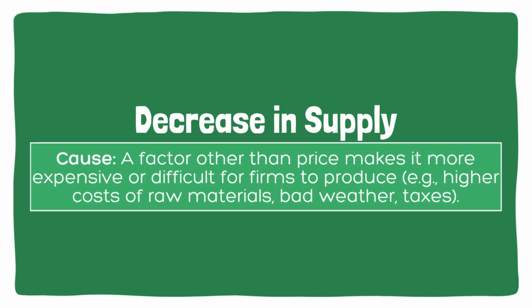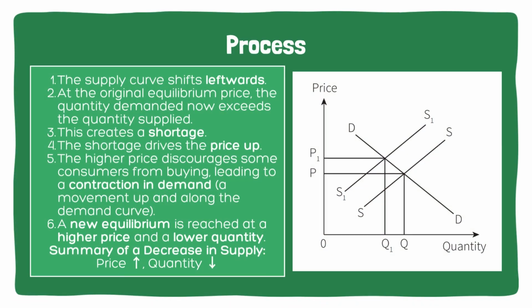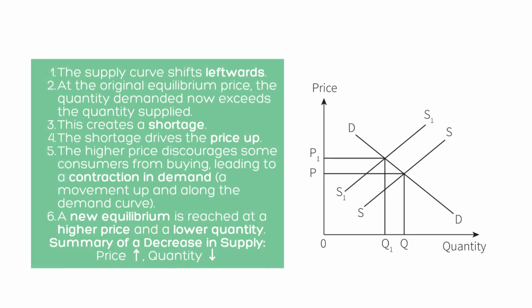However, if supply decreases, perhaps due to higher production costs, bad weather, or new taxes, the supply curve shifts leftward. At the original price, demand exceeds supply, creating a shortage. The shortage pushes prices up, discouraging some consumers from buying. This leads to a contraction in demand. The new equilibrium occurs at a higher price and a lower quantity. So, when supply decreases, price rises while quantity falls.